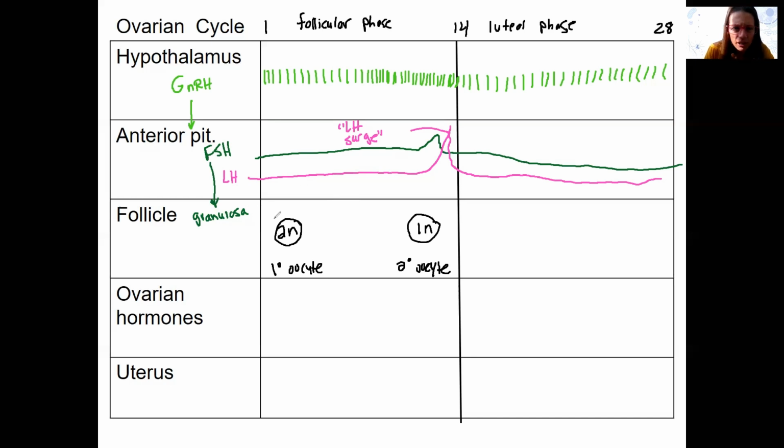Now, I believe I did the granulosa cells in blue in the previous video. This here is your primordial follicle, which again is what your follicles are just hanging out at before what? Before follicle stimulating hormone starts to tell them to mature. Our secondary follicle is going to have more layers of these granulosa cells. I'm trying to leave room for the antrum there.